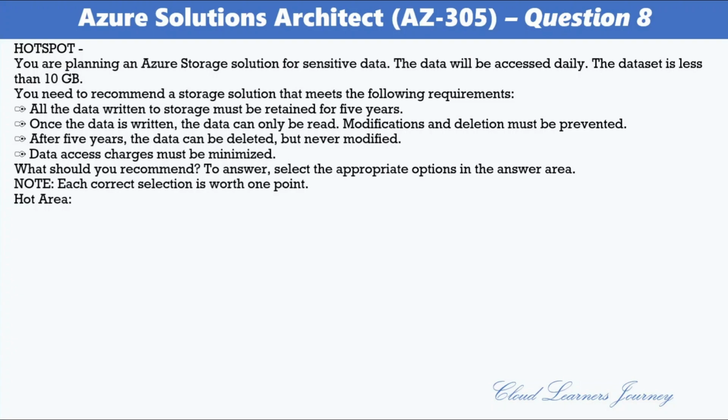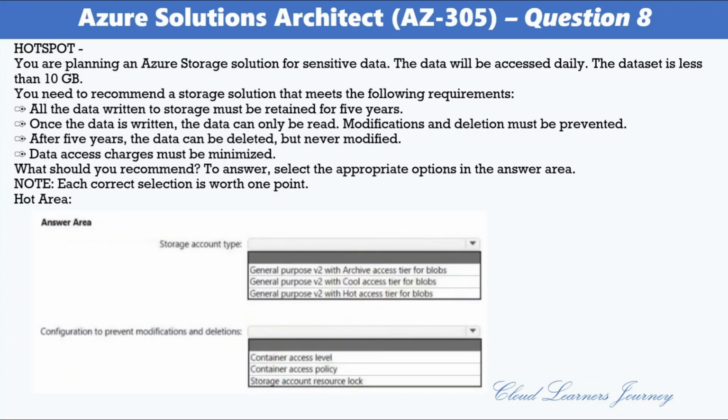Fourth requirement, data access charges must be minimized. What should you recommend? To answer, select the appropriate options in the answer area. Answer area for storage account type, options are general purpose V2 with archive access tier for blobs, general purpose V2 with cool access tier for blobs, general purpose V2 with hot access tier for blobs. And for configuration to prevent modifications and deletions, options are container access level, container access policy, storage account resource lock.